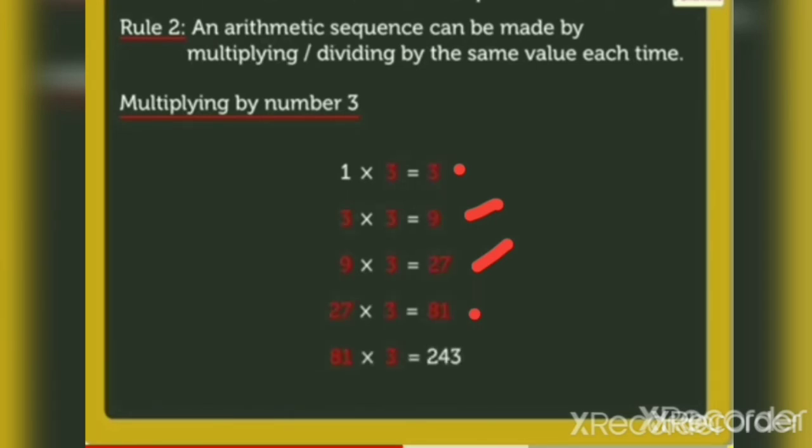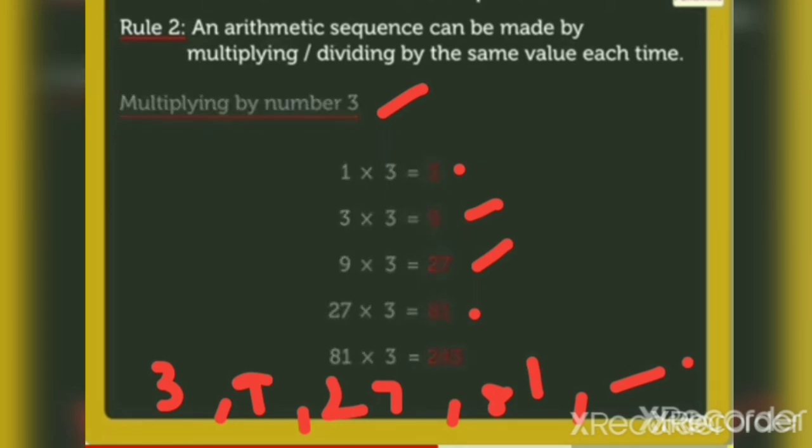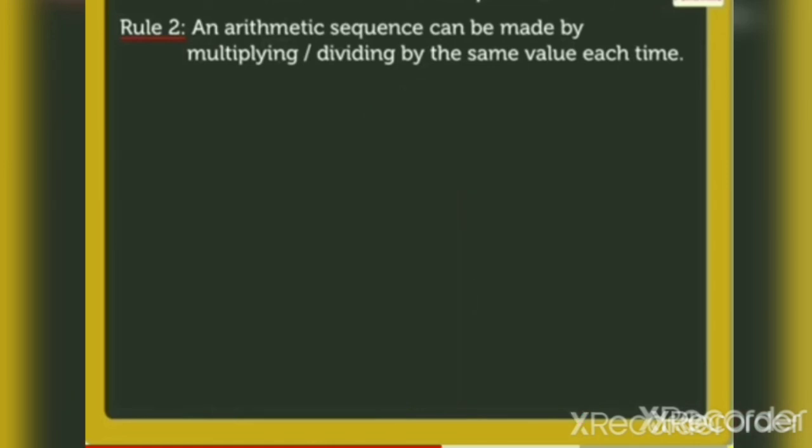So this is a pattern, that is 3, 9, 27, 81 and so on. This is a pattern which we obtained by multiplying a number by the same value, that is 3. 3, 9, 27, 81 and 243 and so on. We can find large numbers like this. Now similarly we can find a common number pattern by dividing. So let us divide a number by 2. We will get a common number pattern.